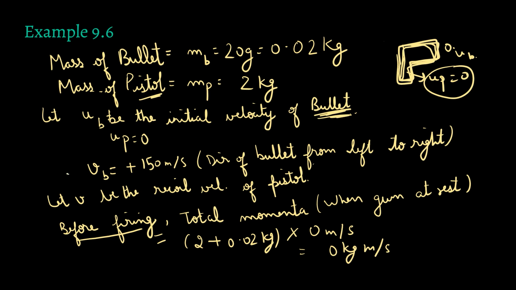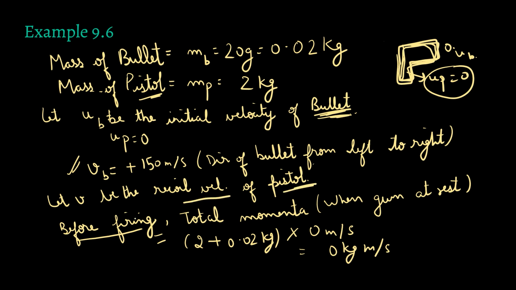vb is the velocity of the bullet. Velocity of bullet is 150 meter per second, it is given. Plus 150 meter per second because the direction of the bullet is from left to right. We are taking it that way. Let v be the recoil velocity of the pistol.